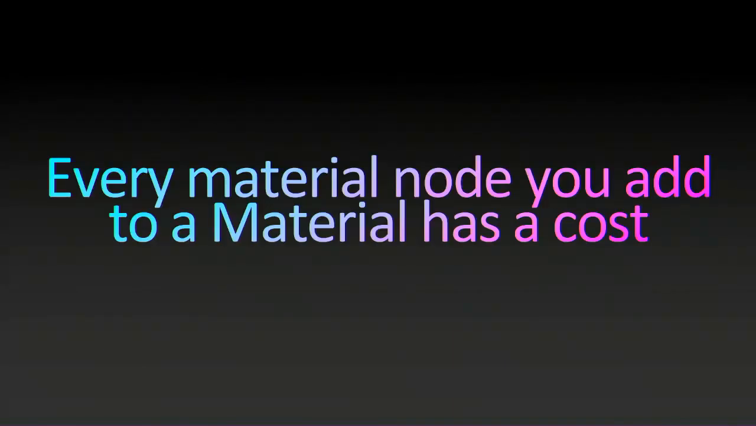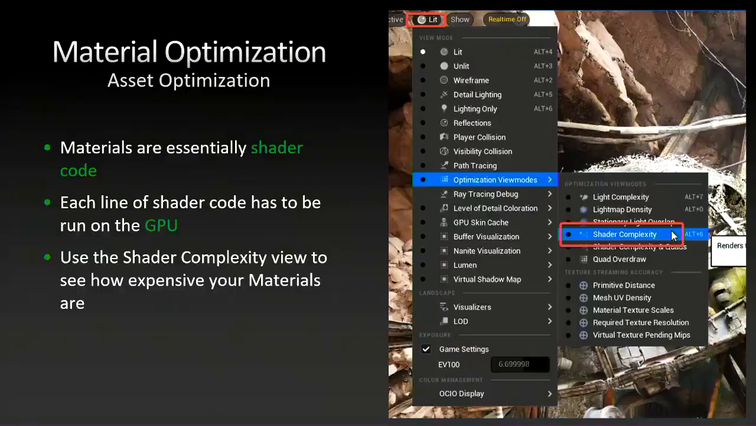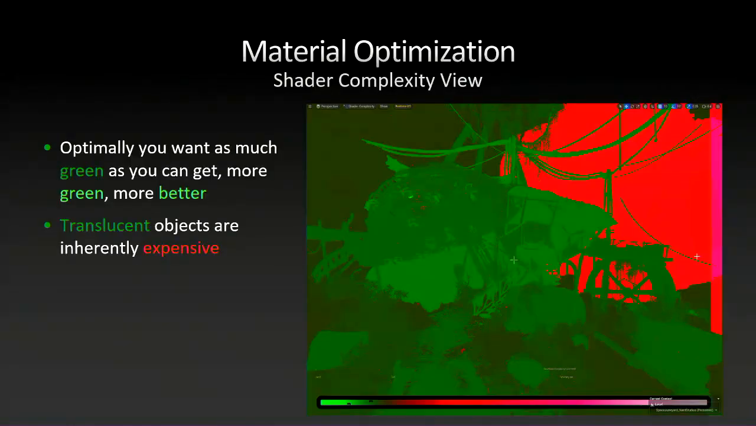Every material node that you add to a material has a cost. Materials are essentially just shader code, so it has to be run on the GPU somewhere. Each line of shader code is some sort of cost that you have to pay. So we can also use something called the shader complexity view to see how expensive our materials are. And we can see here, again, green better, red bad, white very bad.